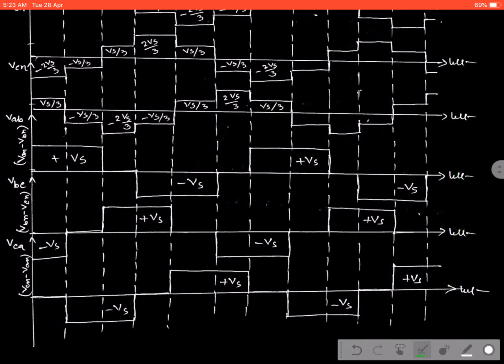Now the calculation part. Actually we should be more focused on the line voltage with respect to phase voltage, because the line voltage is appearing across the load. Consider any one line voltage, suppose VAN, which starts from 0, then 120, then 180, and again the next cycle is repeated.